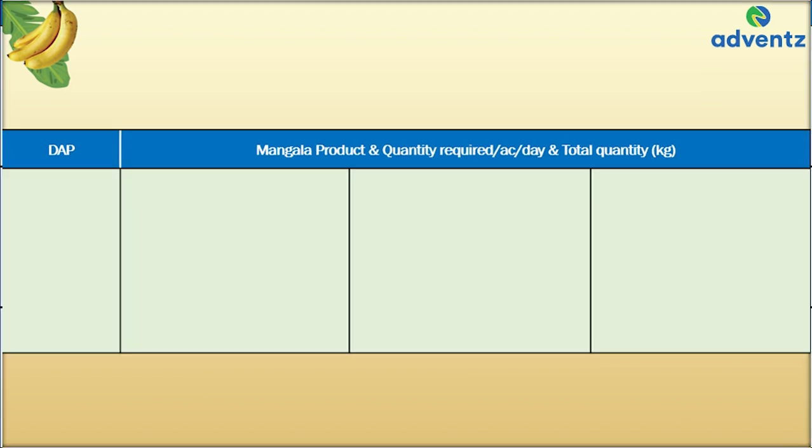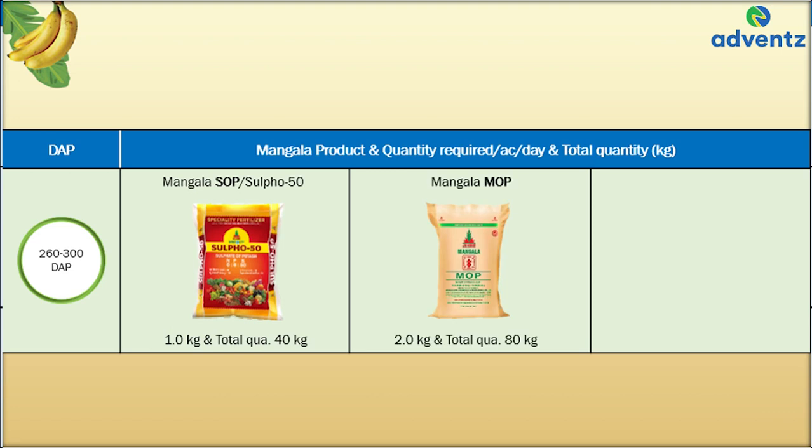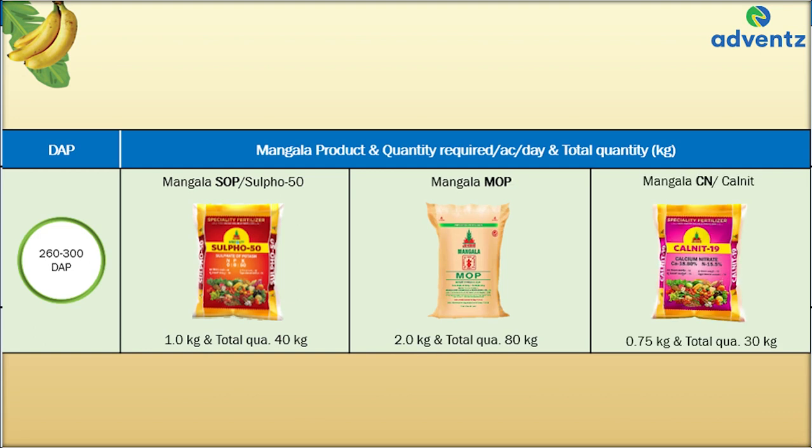The final or the sixth fertigation schedule is planned between 260 to 300 days after planting. Fertigation with Mangala SOP or Sulfo 50 at the rate of 1 kg per acre per day, with the total quantity being 40 kgs for this time period. Mangala MOP at the rate of 2 kgs per acre per day, with the total quantity being 80 kgs. And Mangala CN or Kalinite at the rate of 0.75 kgs per acre per day, with the total quantity being 30 kgs for the entire 40-day period.